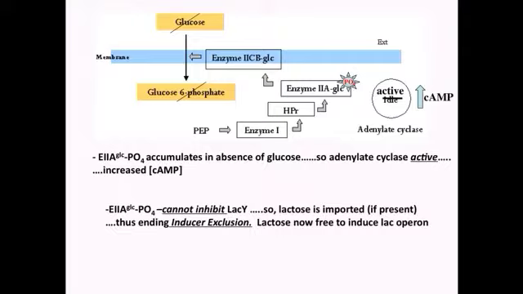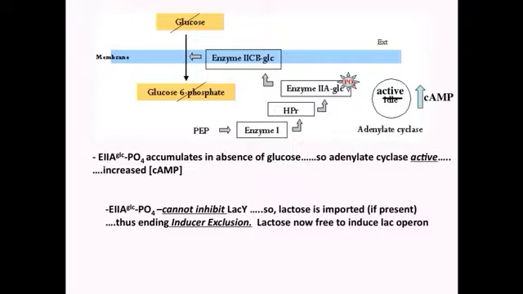And I think you can also look at it as, and I've seen it written this way, that the non-phosphorylated form of glucose actually inhibits adenyl cyclase. I think both of those statements are actually true. But in either case, you can see why in the absence of glucose, you want cyclic AMP levels to rise, because cyclic AMP levels are going to allow the transcription of the lac operon if lac is present.